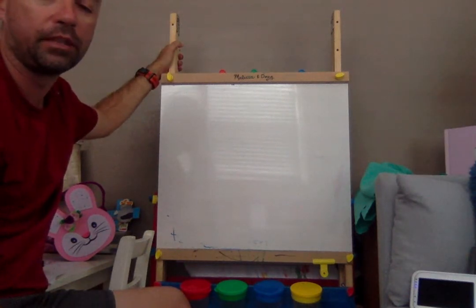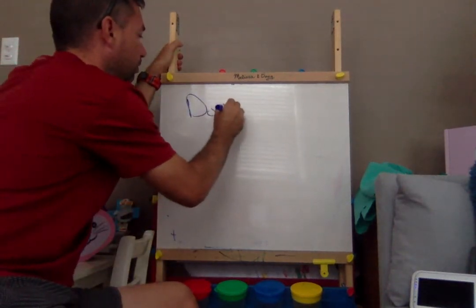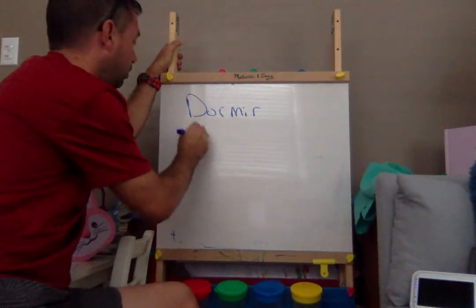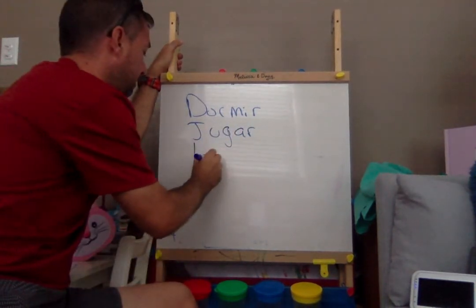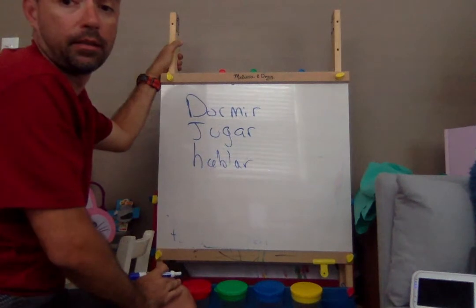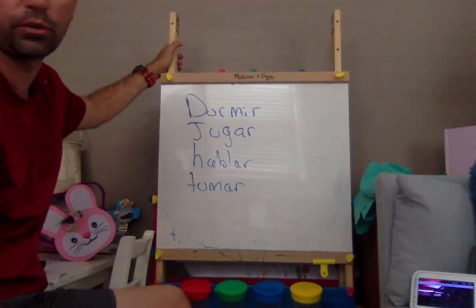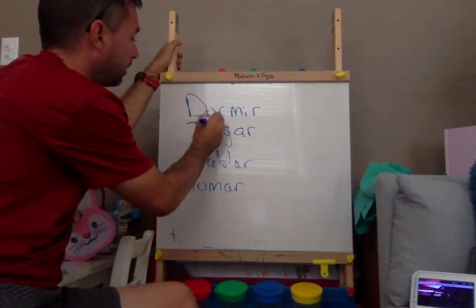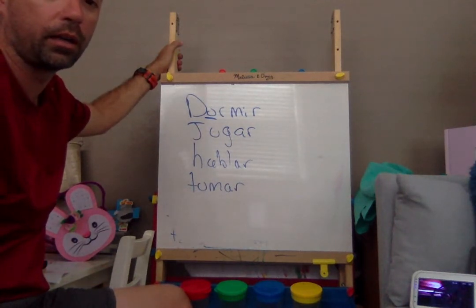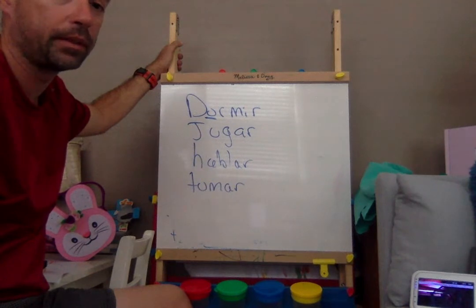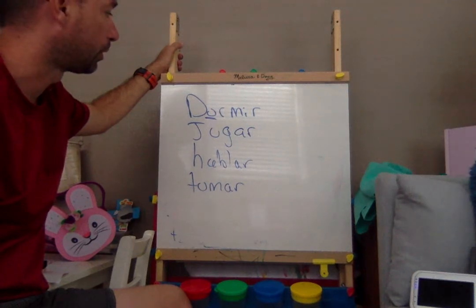So these are the words that you know to conjugate in the preterite tense: dormir, jugar, which means to play, hablar, and then tomar. All right, so the only word that's going to be tricky to conjugate in some of the tenses is dormir, where the O is going to change to U. So just as an example, in the yo form and the él form, when we conjugate those, the O changes to U.